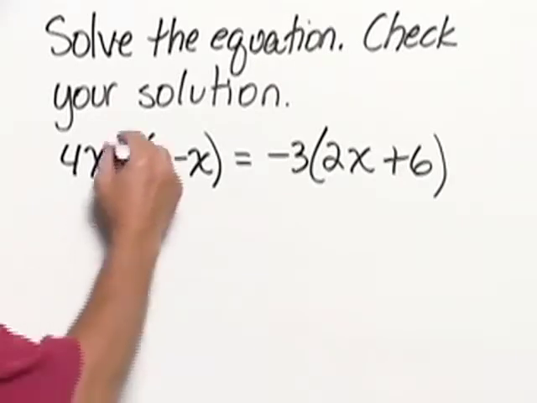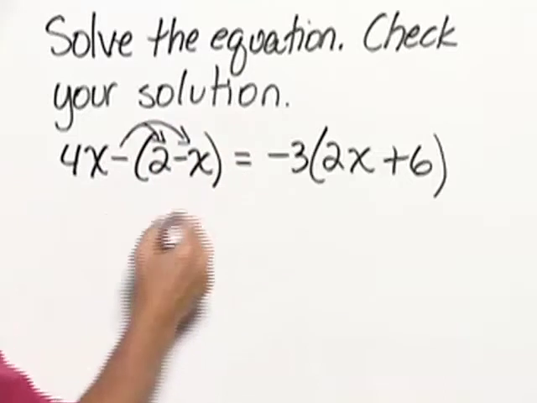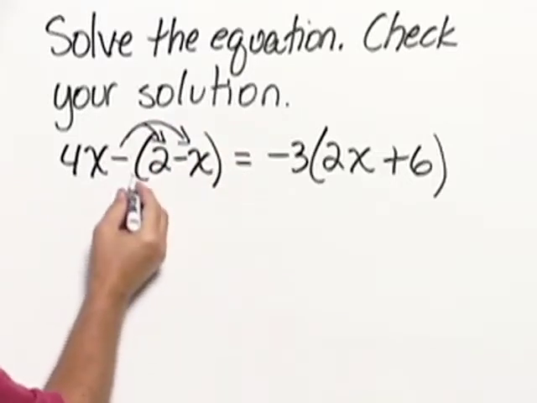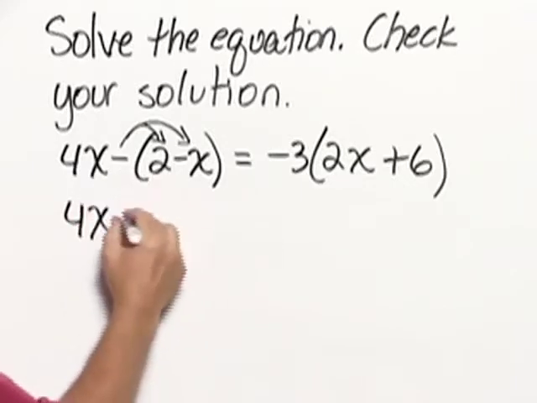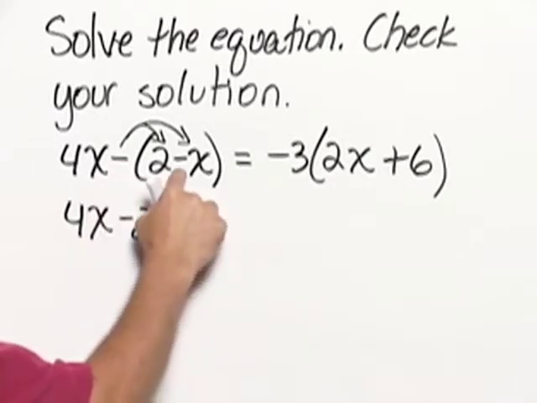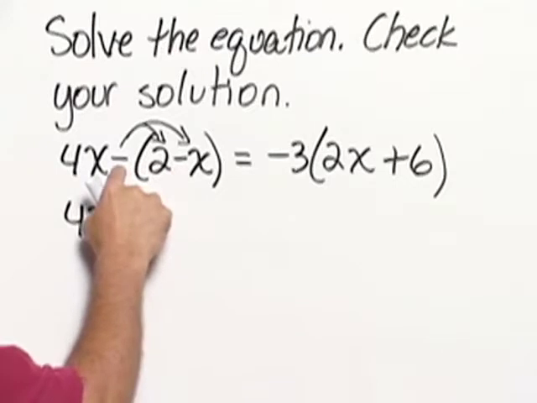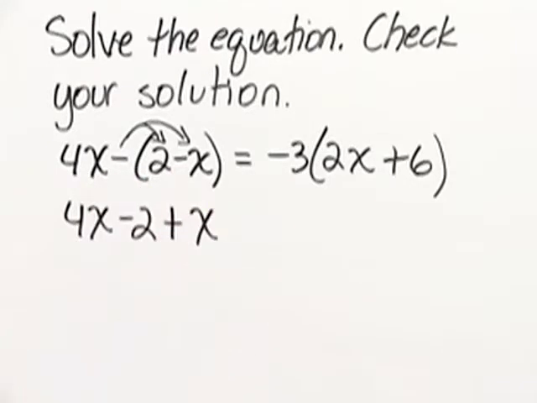On the left-hand side, we need to distribute the minus sign. You can remember that that's like having a minus 1. So we would have 4x minus 2, and then a negative times this minus is a positive x.